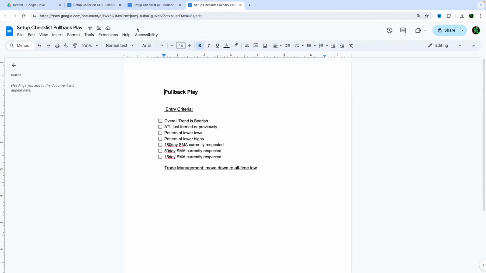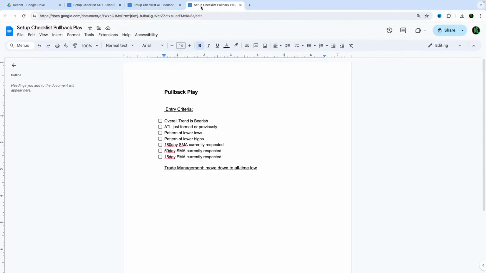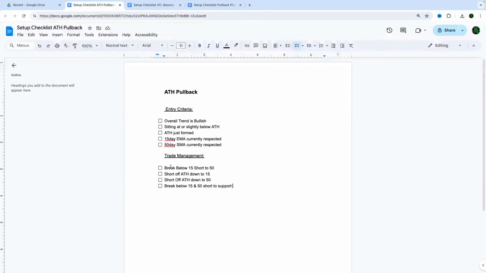All right, so those are the 3 setup checklists and what you should be looking for as far as entry criteria and how you're going to go about managing each trade, okay, based off of whatever setup you are actually trading.